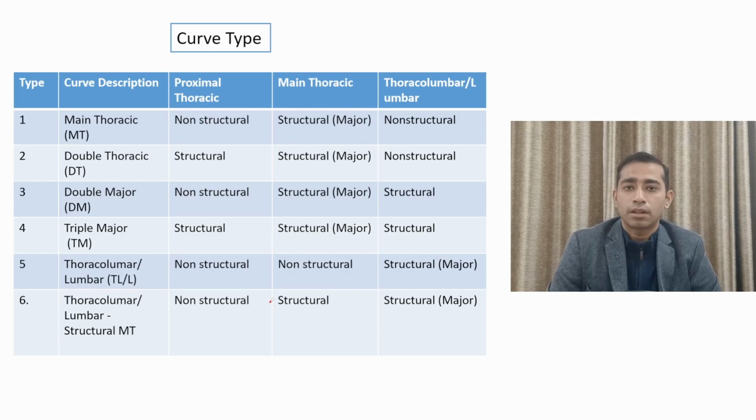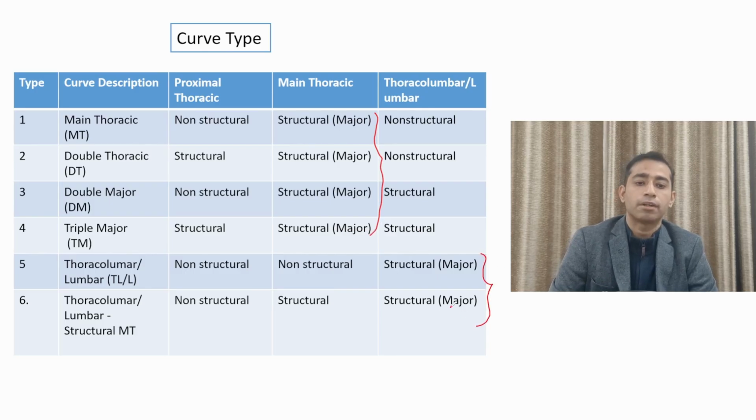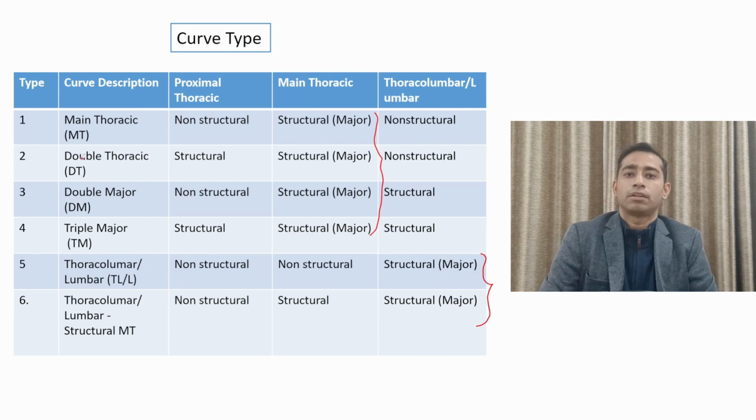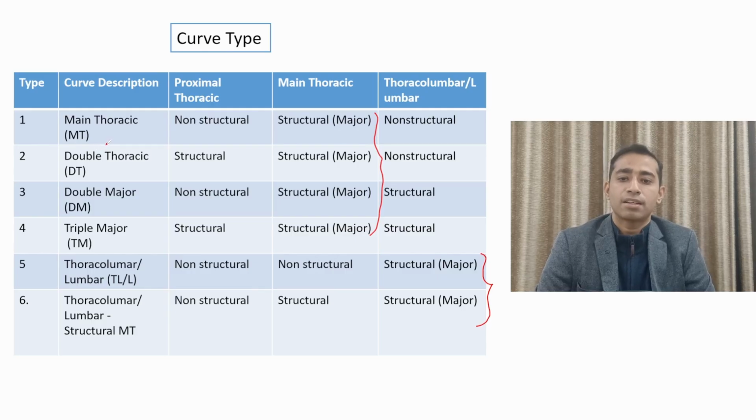Coming to the curve types. So, what is a main thoracic curve? For this table, again, it is quite simple. For the first 4 types, the main thoracic will be structural, and for type 5 and 6, the thoracolumbar lumbar will be structural. Now, depending on the name, we will define the non-structural or the minor structural curve.